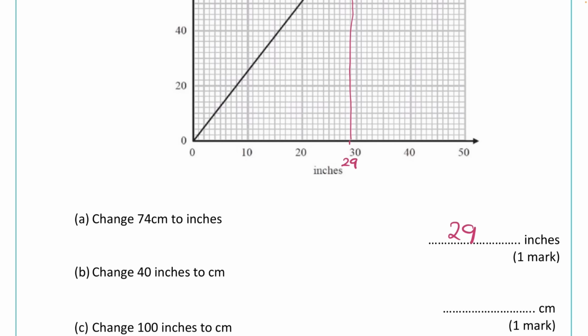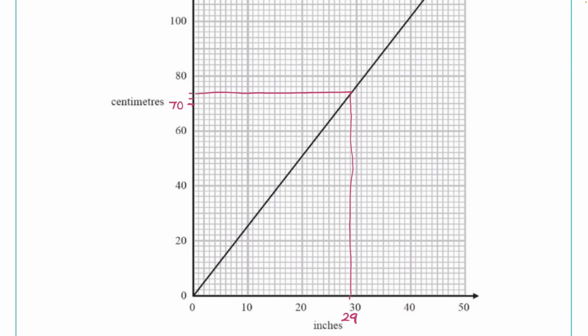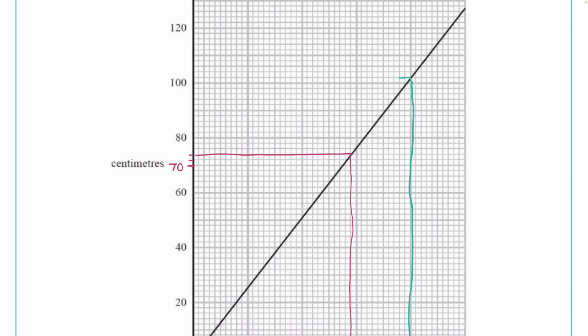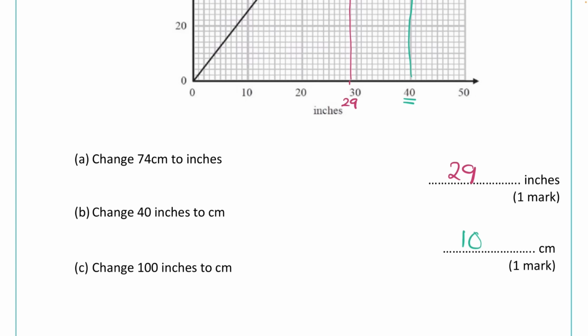Change 40 inches into centimetres for part B. So we want to find 40 on the inches down here, and we're going to trace up to our line, being really, really careful, and then coming across. And again, remembering that scale there on the left, every square is 2, so that there is 102. And there we go, 102 for part B.